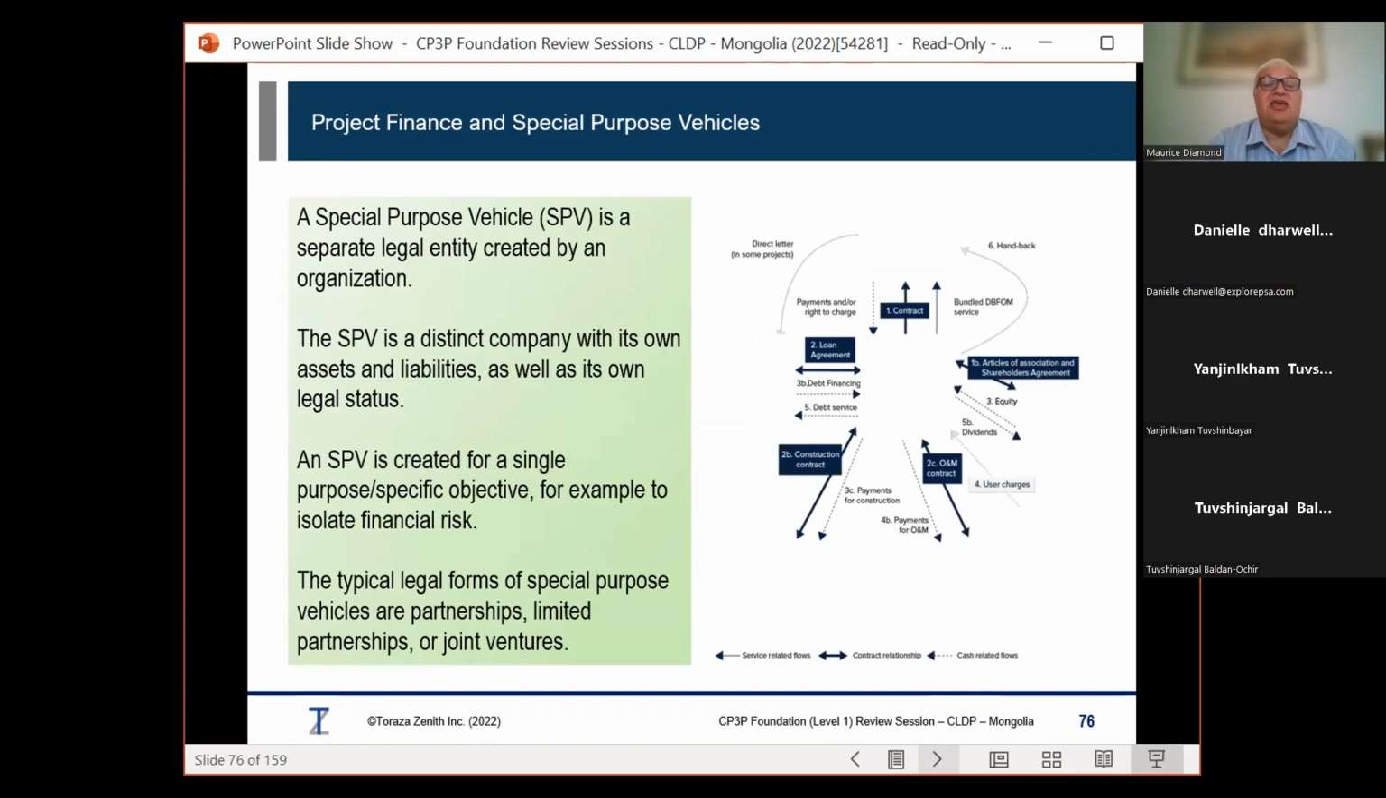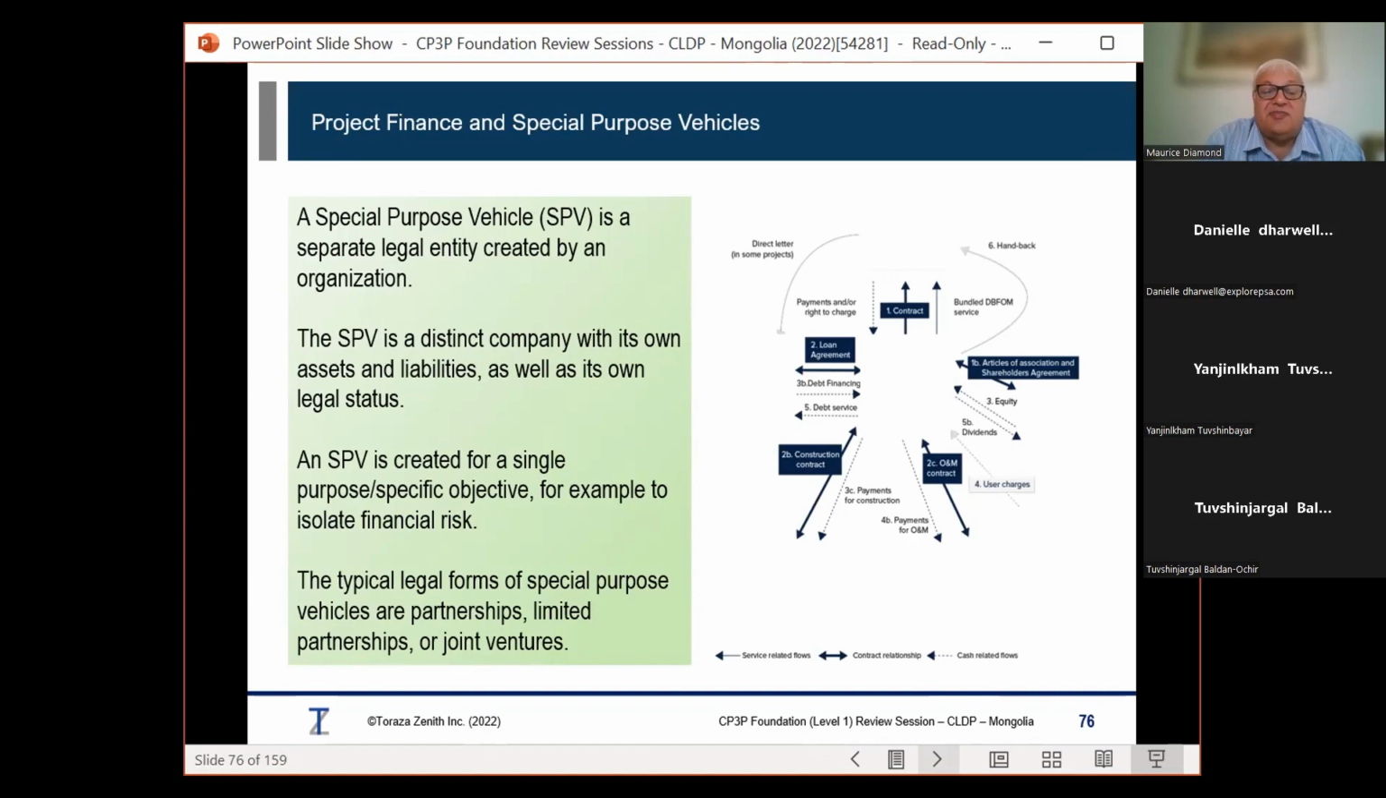So an SPV is a separate legal entity created by an organization. It's a distinct company with its own assets and liabilities, as well as its own legal status. It's created for a single purpose, for example, to isolate risk. And typically the legal forms of special purpose vehicle are partnerships, legal partnerships, or joint ventures.